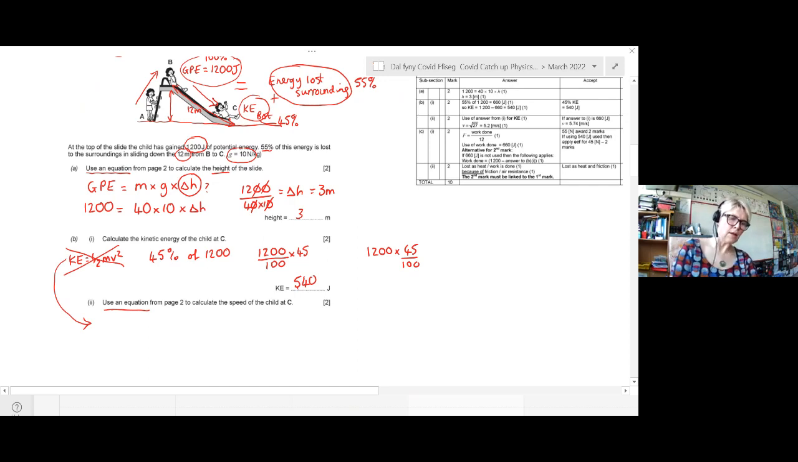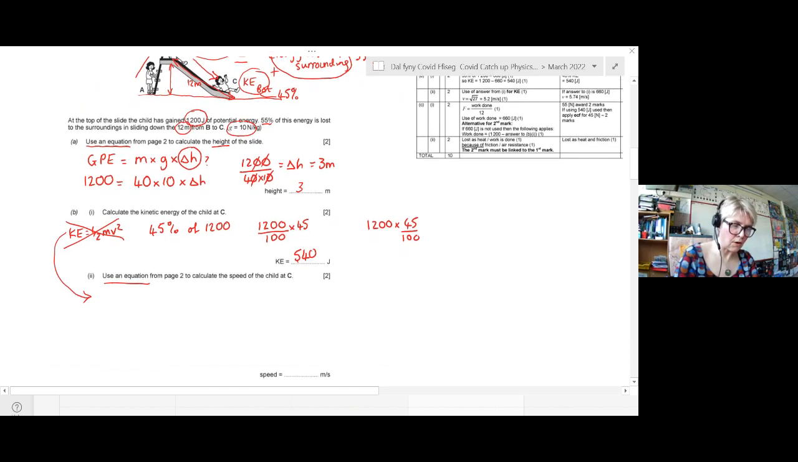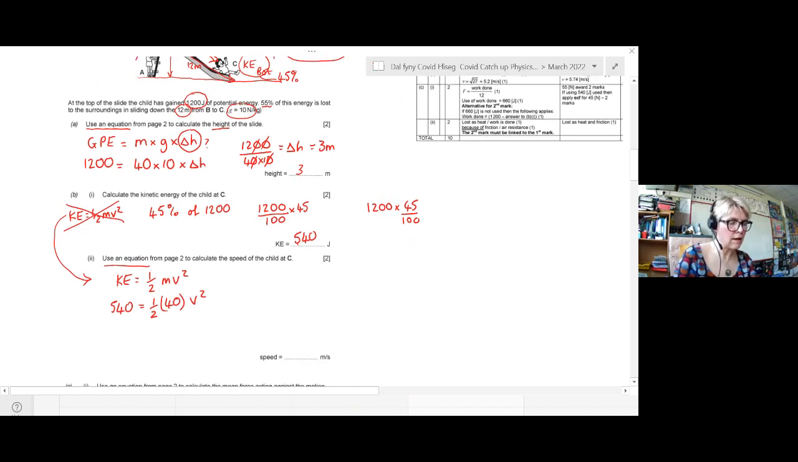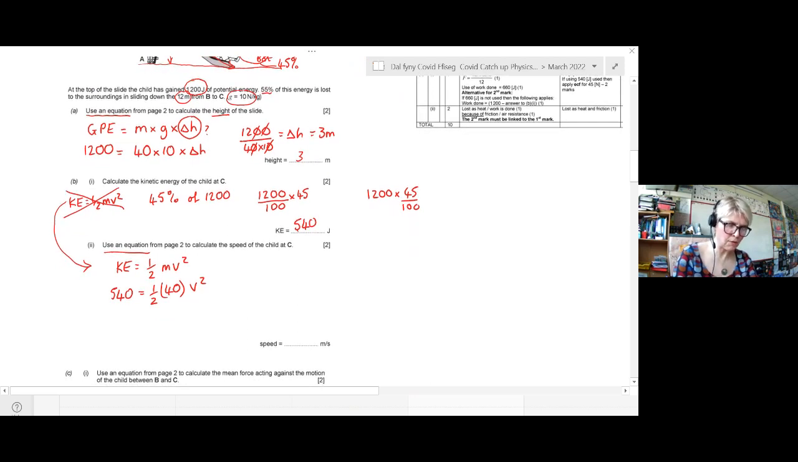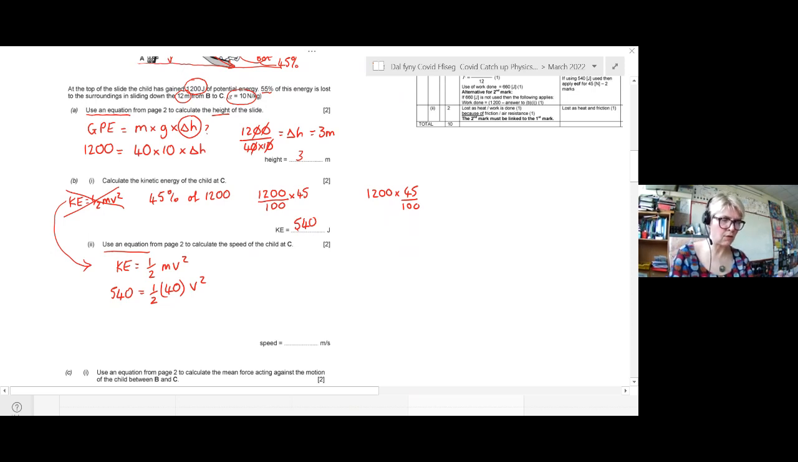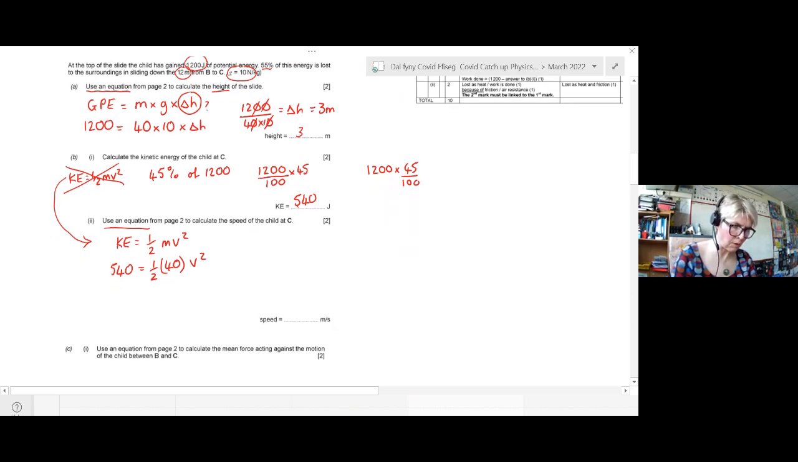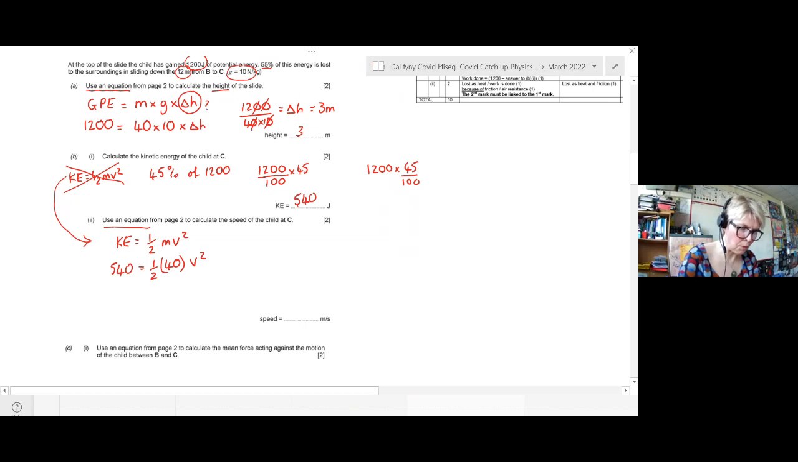And then from the kinetic energy that you've got, you can then slot it into kinetic energy equals half mv squared. So kinetic energy is 540 equals half of the mass, which is 40 kilograms, times v squared. And doing higher, not foundation, you wouldn't have to apply these sort of questions. You would have to do the percentages, but not apply these equations to this problem.